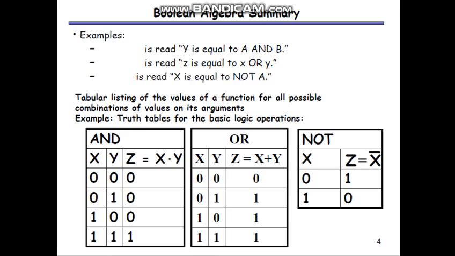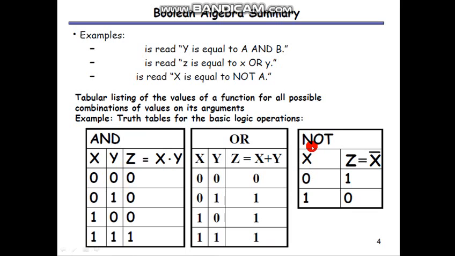There are truth tables for AND, OR, and NOT. In the truth table of AND, if you apply the input 0 0, you get 0. If you apply 0 1, you get 0. If you apply 1 0, you get 0. If you apply 1 1, you get 1. In the truth table of the OR gate, if you apply 0 0, we get 0. If you apply 0 1, we get 1. If you apply 1 0, we get 1. If you apply 1 1, we get 1.